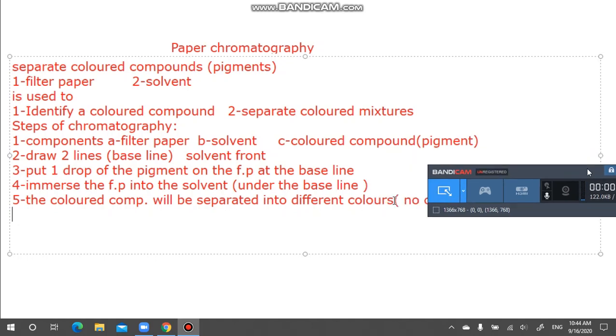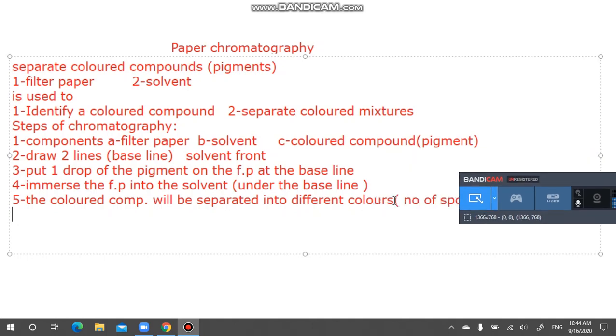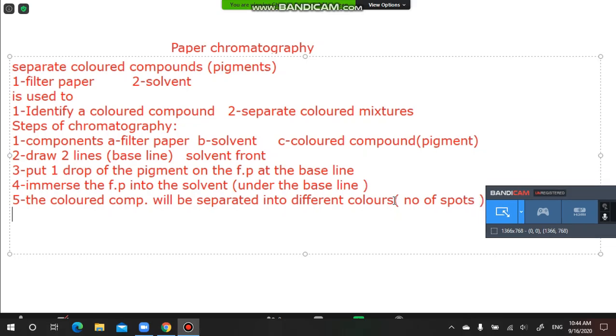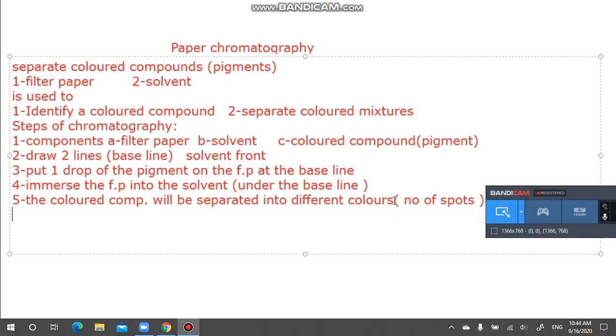Three spots. It gave three spots, while compound A gave only one spot. What does that mean? That compound A is a pure compound. Why? Because we have only one spot.